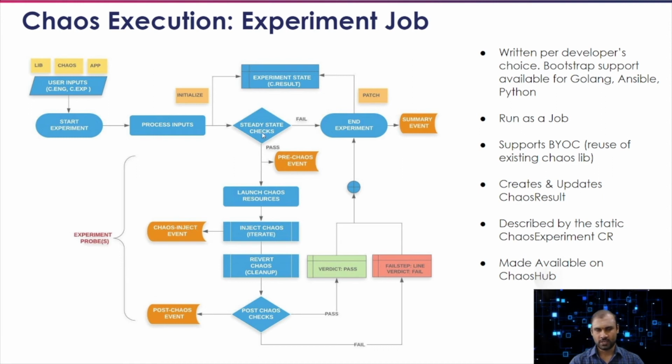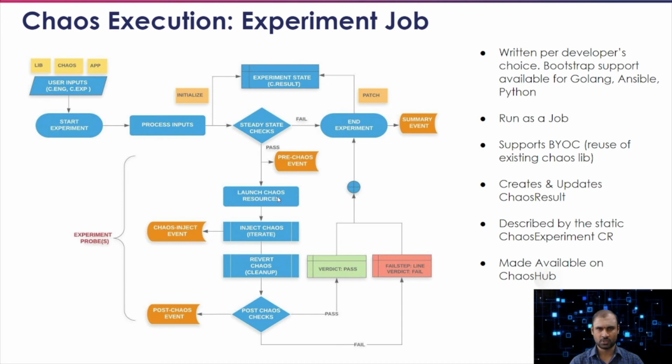If your steady state checks fail, then the experiment is going to end with a summary event describing this failure of the steady state, and it's going to patch the chaos result with appropriate information. And your runner is going to patch that back into the engine, and the status is going to be completed, as we saw earlier. If these go through, then your chaos resources are launched.